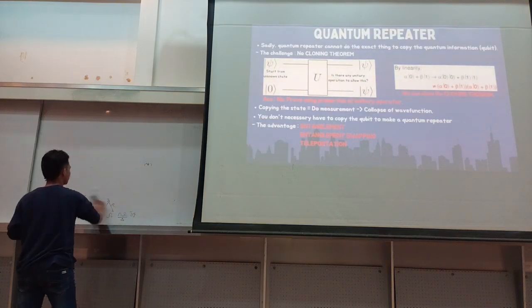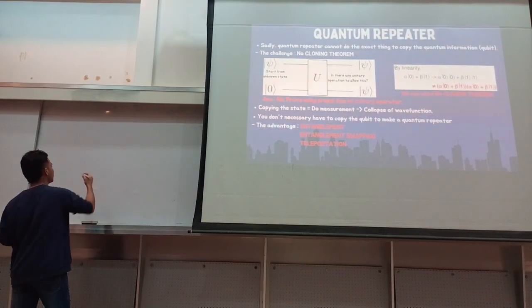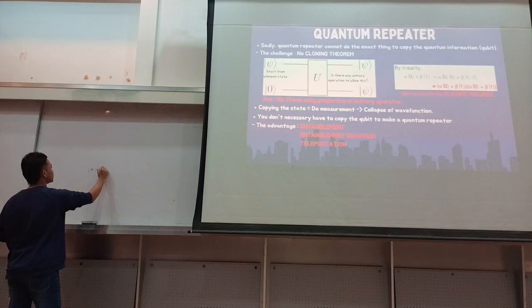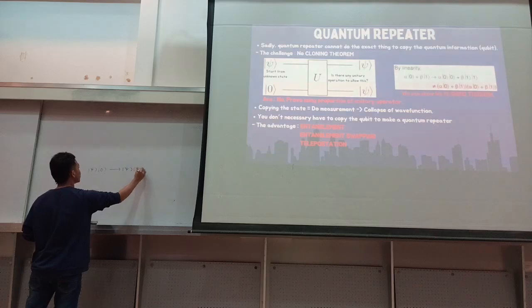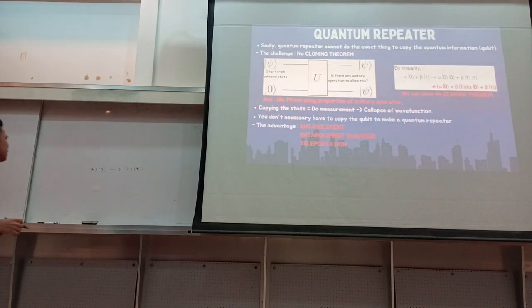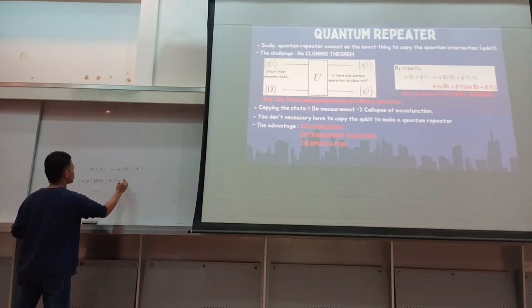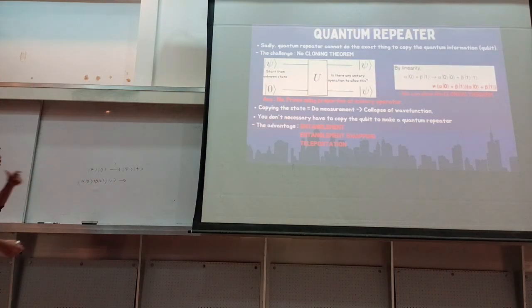So maybe I'm going to prove why the no-cloning theorem is why we cannot copy the state basically. So phi and 0. We want to copy it, to become psi. Of course psi is just alpha 0 plus beta 0, and then this is 0. Is there any unitary operator that can do this?